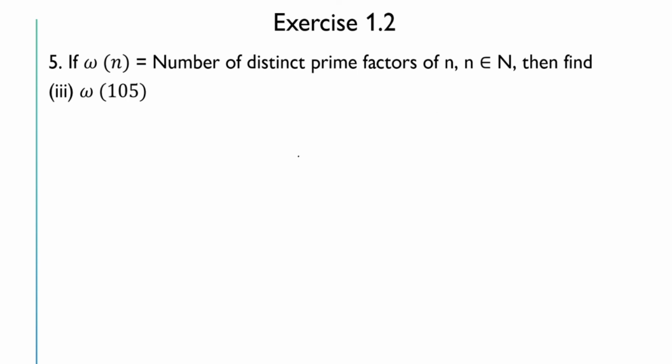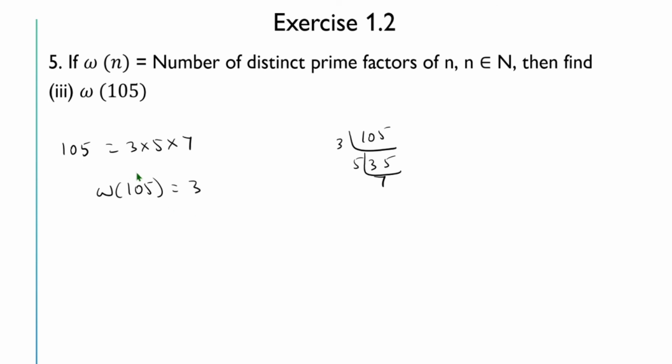Next question is omega of 105. So first let us factorize 105. It's not divisible by 2, so we can go with 3. So 35, next 5, 7. So 105 is 3 into 5 into 7. So the number of distinct prime factors of 105 is 3. That is, 3, 5 and 7 are the distinct prime factors of 105. So omega of 105 is equal to 3.